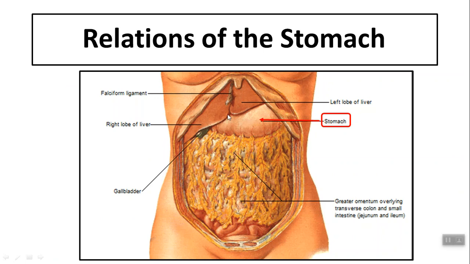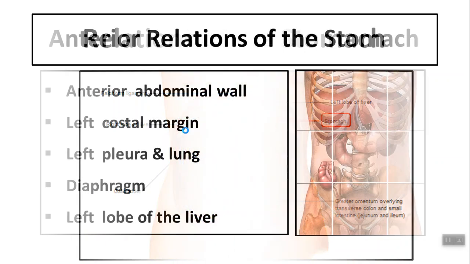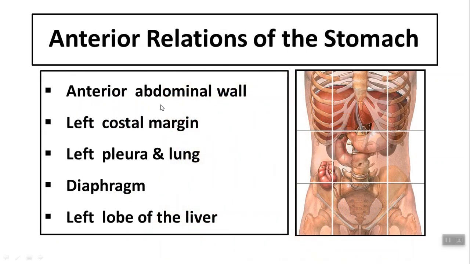What are the relations of the stomach? Anteriorly, we can see here that it is related to the left lobe of the liver, mainly to the left costal margin, and also directly to the anterior abdominal wall, which is dissected out here. So the anterior relations of the stomach are the anterior abdominal wall, left costal margin, left pleura and lung, the diaphragm, and the left lobe of the liver.